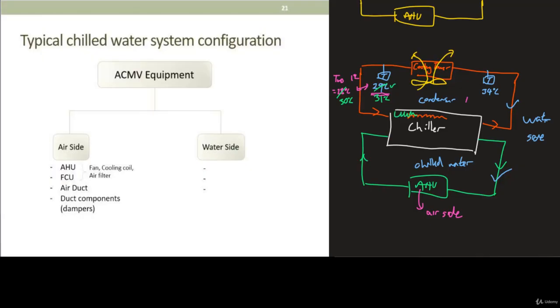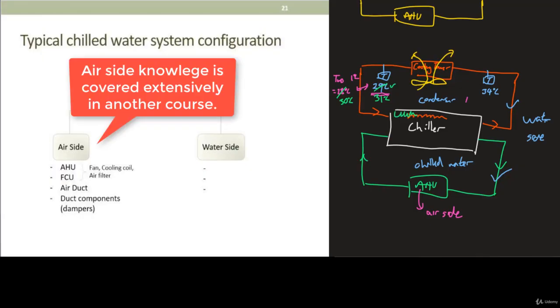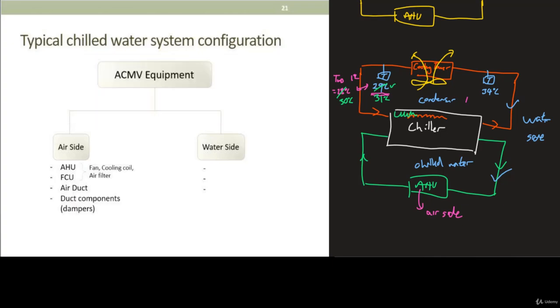For the air side, we have AHU and FCU, which stand for air handling unit and fan coil unit. Both of these pieces of equipment have the same things inside: a fan, a cooling coil and an air filter. And of course, if you have an AHU, most of the time you will have air ducts that transport the cold air around, as well as other duct components such as dampers, VAV boxes, etc.